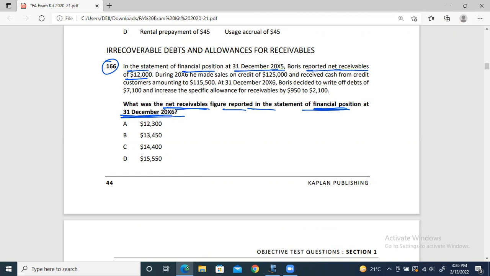Now first let's read the whole question, then we'll do the solution. During 2016, he made sales on credit of 1,25,000. So these are the credit sales.